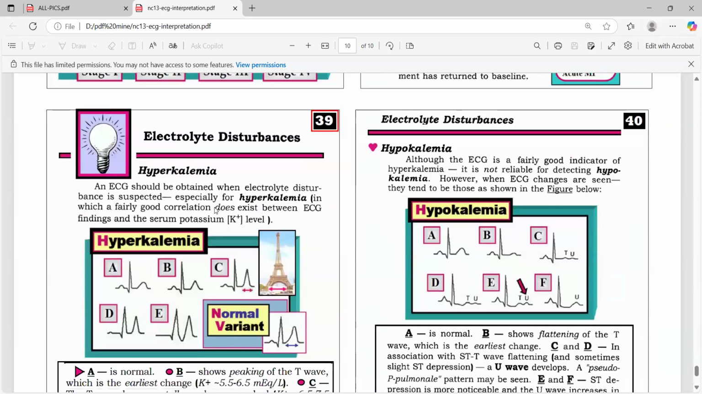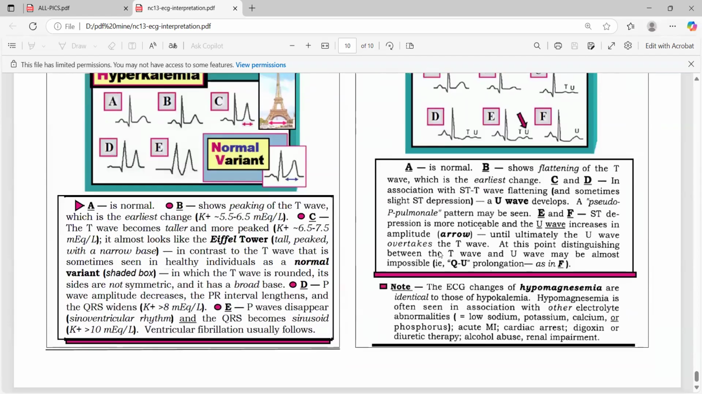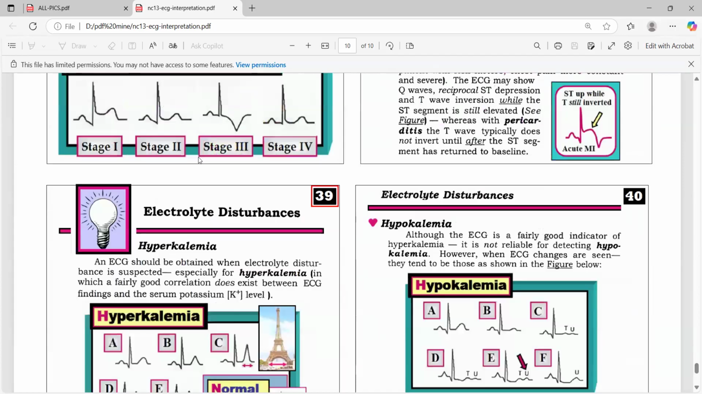Then the hyperkalemia. So we know that tall T waves could be present in hyperkalemia, like the Eiffel Tower. So that's how it is. Then hypokalemia, there is a U wave. There is a dip in that one that's going down. So this is the one. Okay, so that's all about it.